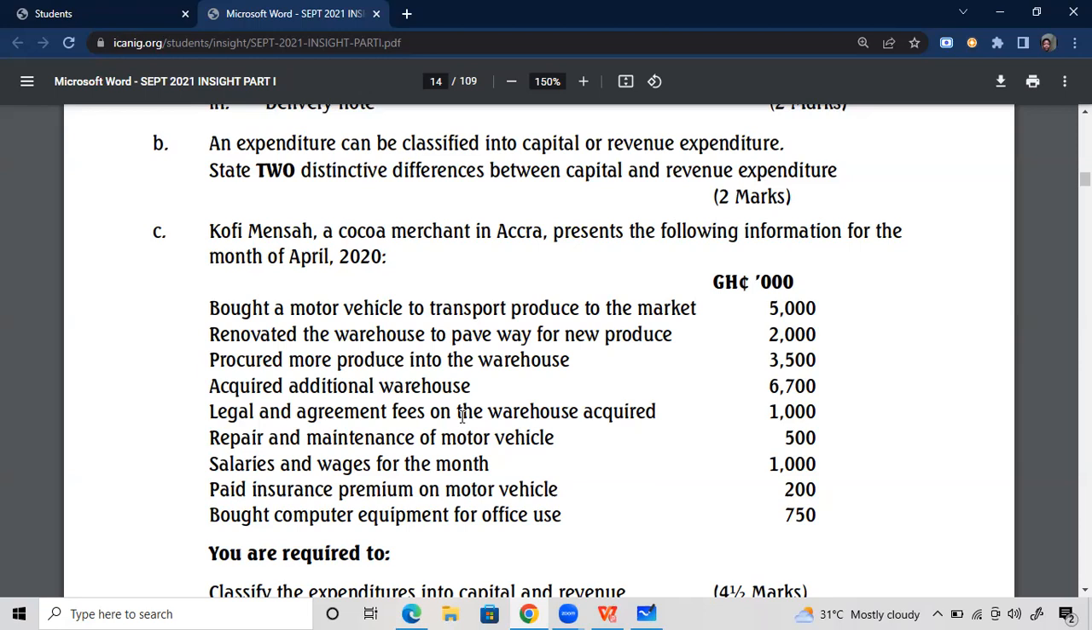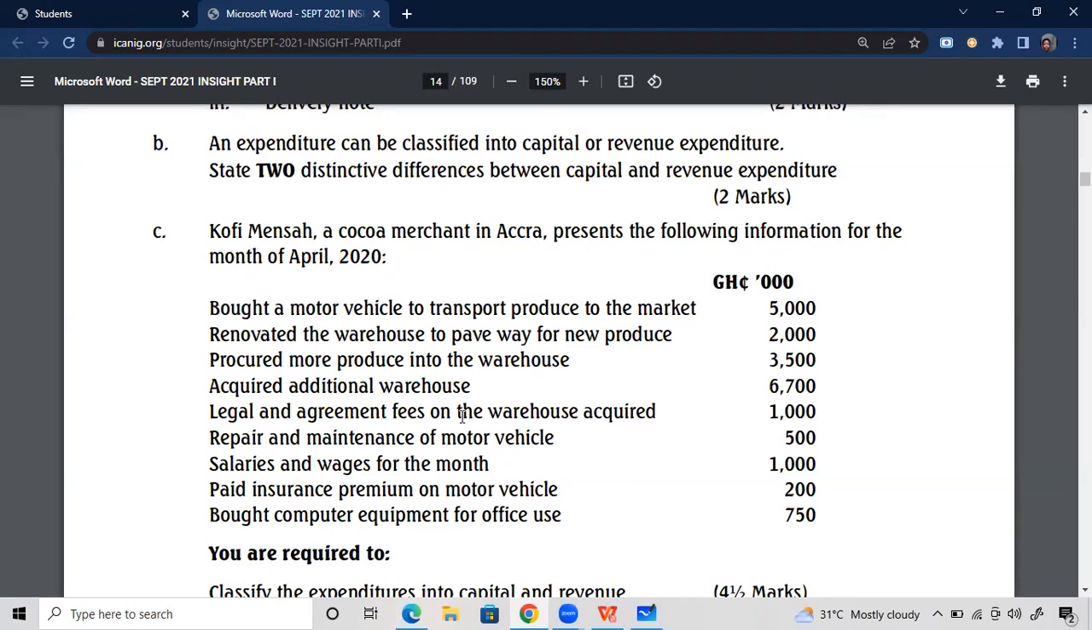But if the amount is not really significant, we are going to expense it in our statement of profit or loss. So one of the things that usually serves as a guide is the amount involved. That is what you can use.